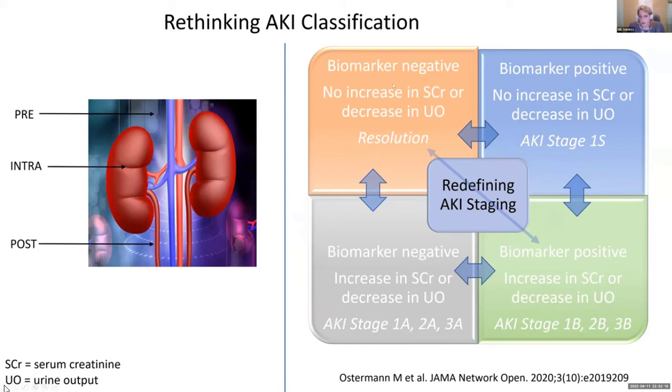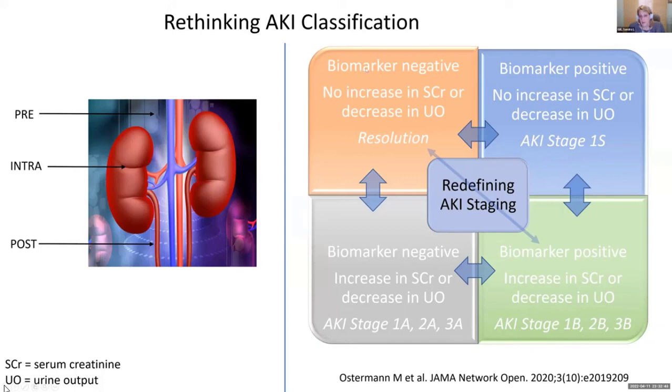So if you see in the upper left-hand corner, we have a situation where we're biomarker negative. And here when I'm talking about biomarker negative, I'm talking about kidney damage biomarker negative. If the patient's kidney damage biomarker negative, but also functional biomarker negative, so there's no increase in their serum creatinine or urine output, then this would be where you want the patient to be, right?